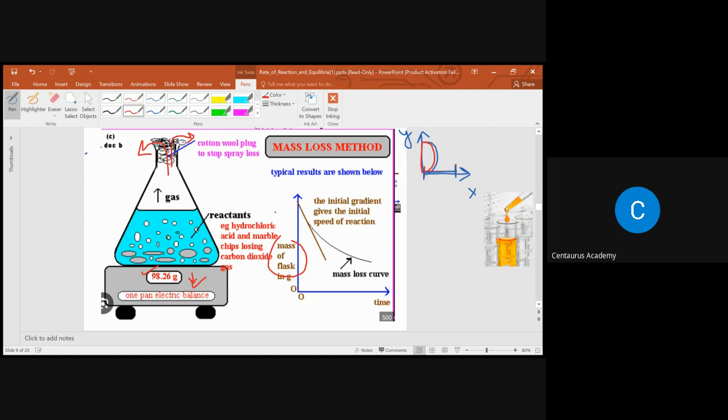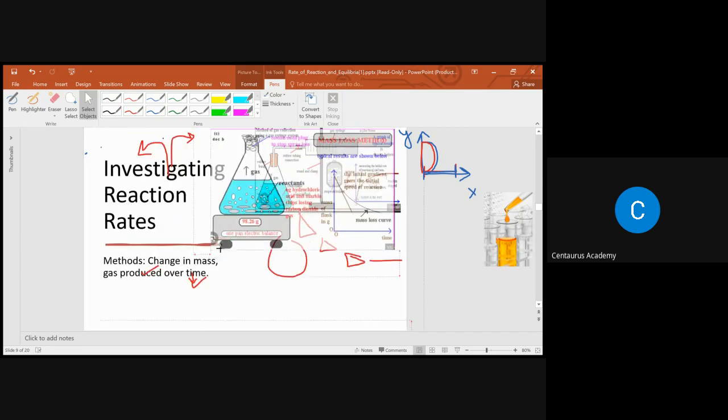So the rate at first is going to be greater because of the steepness of the curve that you see, and as the reaction progresses, it gets less and less steep, and then it is going to completely plateau off, representing that the reaction has now completely stopped. Okay, do we have any questions so far?